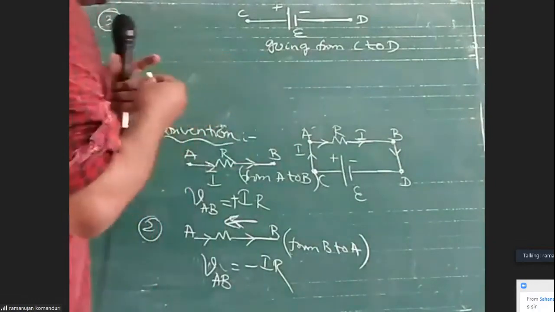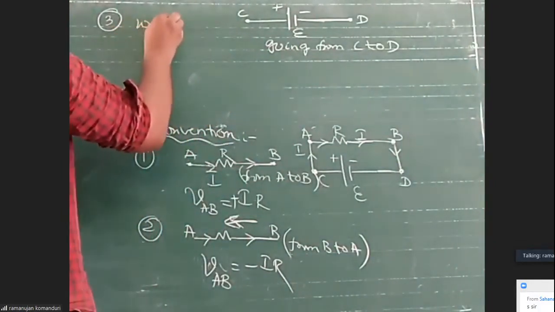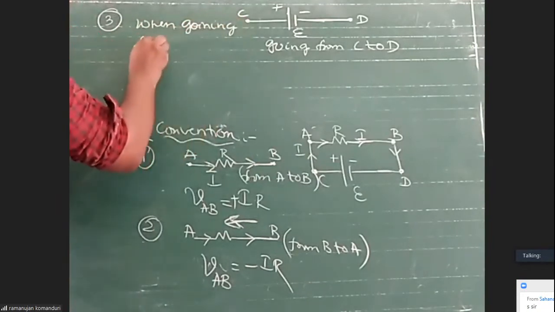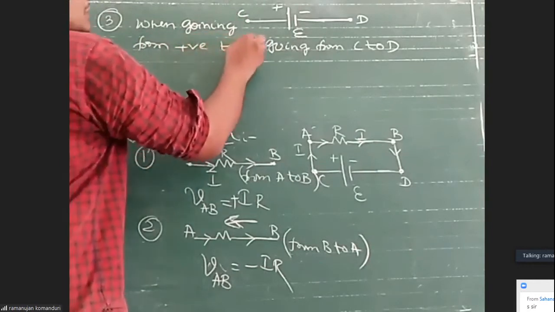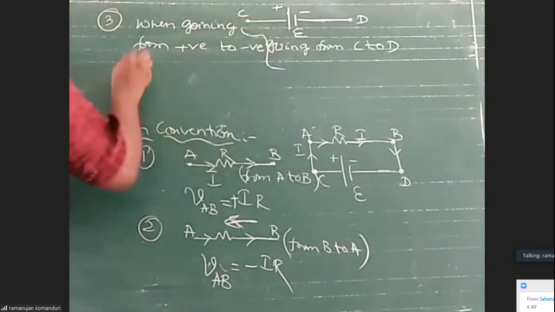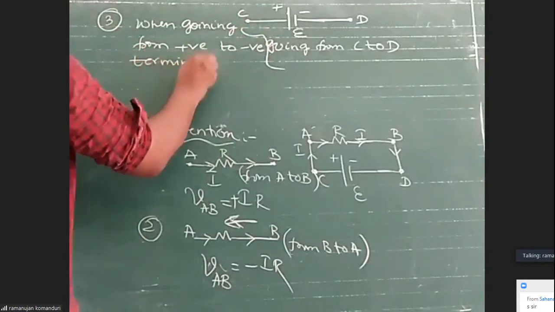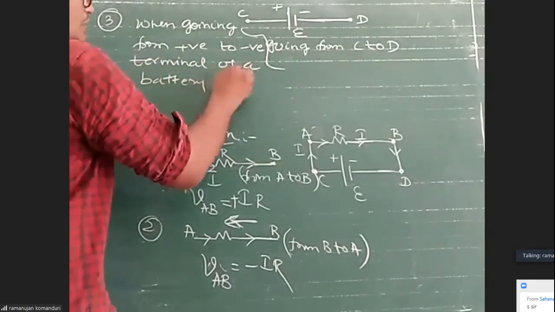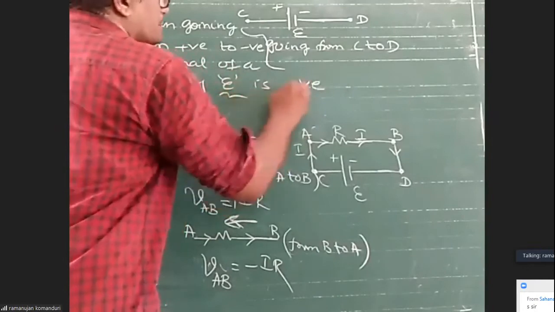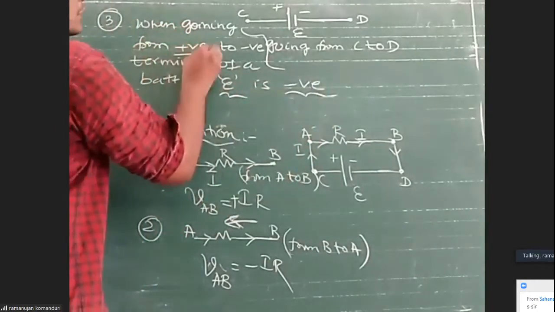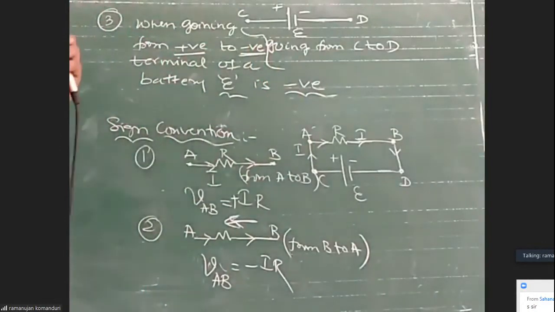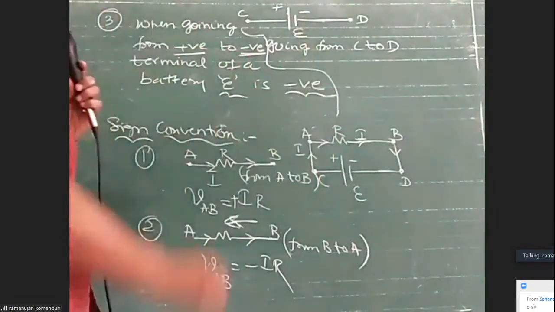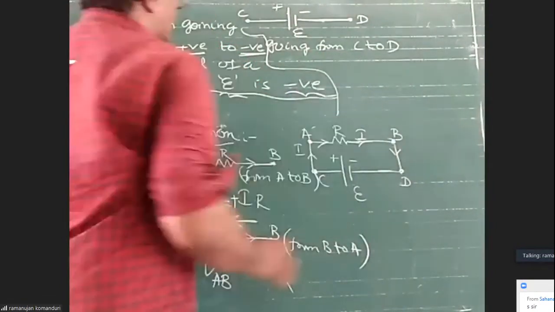This is the third sign. So when going from the positive to the negative terminal of a battery, epsilon is negative. Epsilon is negative. When going from positive to negative terminal of the battery, epsilon is negative. Okay. Now, if I close this point number 3 here, I will be left with point number 4.